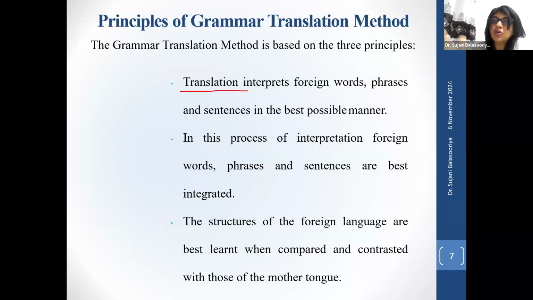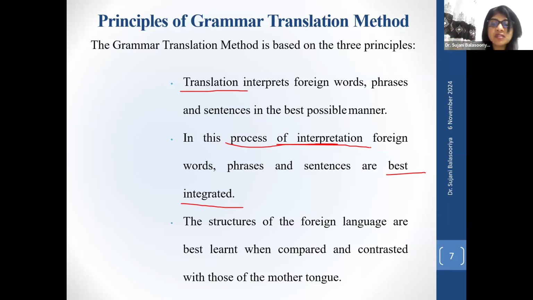But if translation goes wrong, the students will acquire or learn a wrong pattern. That risk is there. To minimize that risk, this assumption is there. And in the process of interpretation, foreign words, phrases, and sentences are best integrated. Best integrated means combined. The process of interpretation is at its best level integrated or combined.